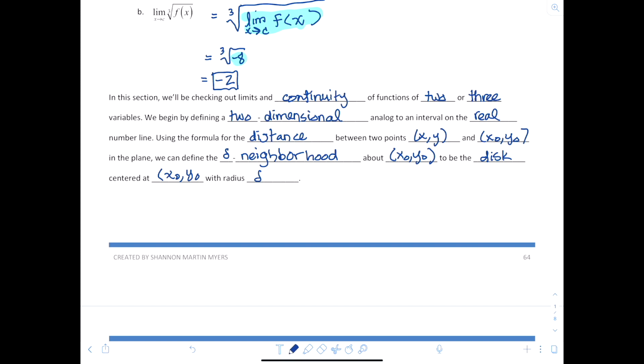And delta, of course, is going to be greater than 0, right? So the set of ordered pairs x and y is defined to be the distance between x, y, and x0, y0. So we'd have x minus x0, the quantity squared, plus y minus y0, the quantity squared. And that, of course, has to be less than our delta. So the distance formula there is the distance between the two points, but our radius is delta, right? So that expression has to be less than delta. Good so far for x and y.